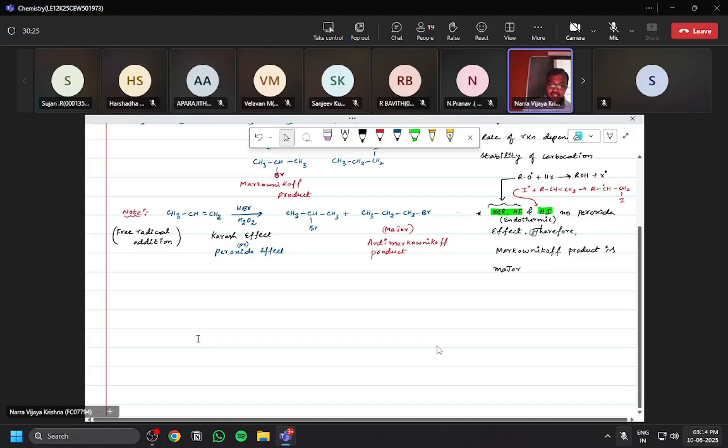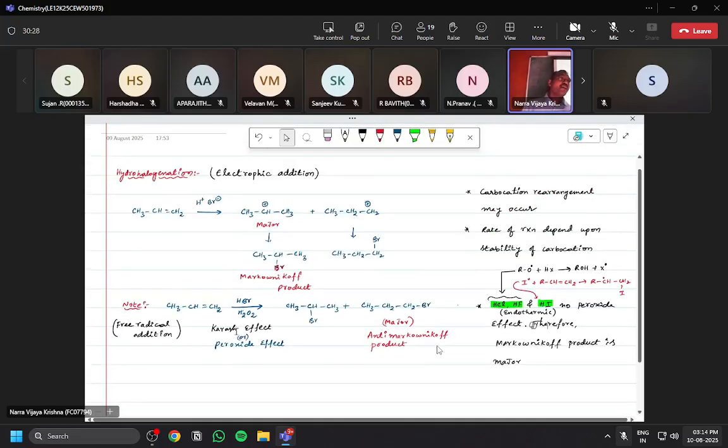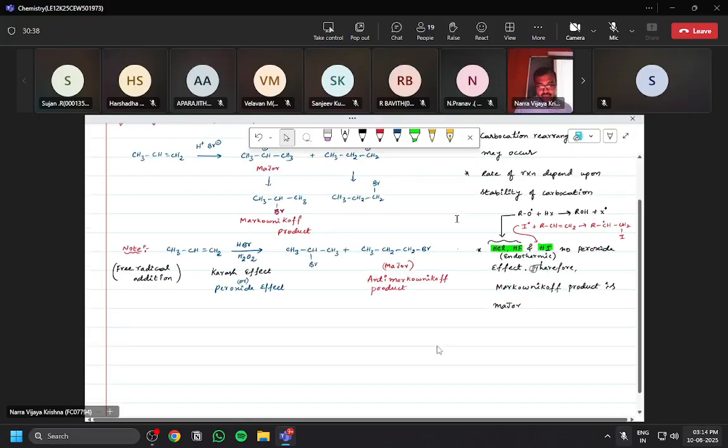Done now. So this is an example of hydrohalogenation. Whether you are able to get alkyl halides from alkenes, right? Next one, sir.